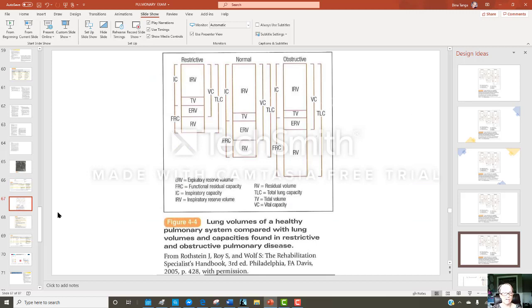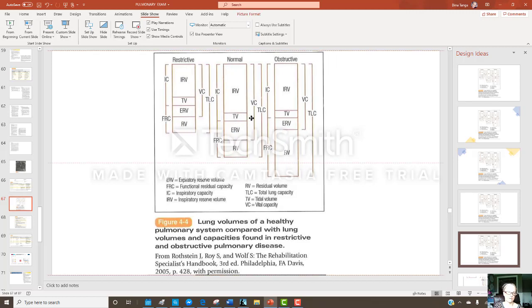Lung volumes of a healthy pulmonary system compared with lung volumes and capacities found in restrictive and obstructive pulmonary disease. Interesting. So with normal, you have your tidal volume. Boy, this needs a little bit of analysis. Let's come back to that.